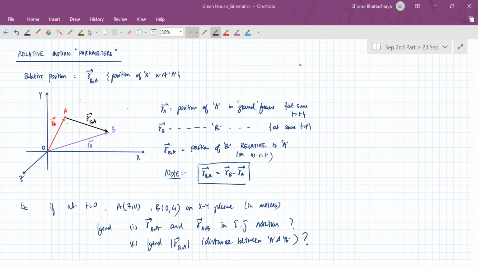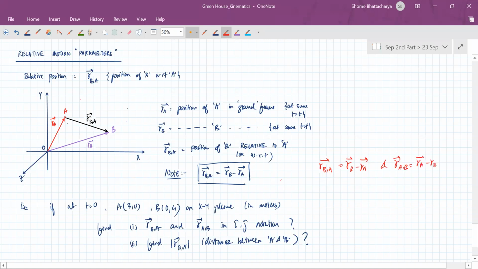So you'll notice something over here, which you'll also understand when you do this question. You see that R of B with respect to A is RB minus RA. But similarly, if you're calculating R of A with respect to B, it is RA minus RB. So that is the opposite vector of this. So position of A with respect to B is equal in magnitude, but opposite in direction of position of B with respect to A. This is something you'll realize when you do this question below also.